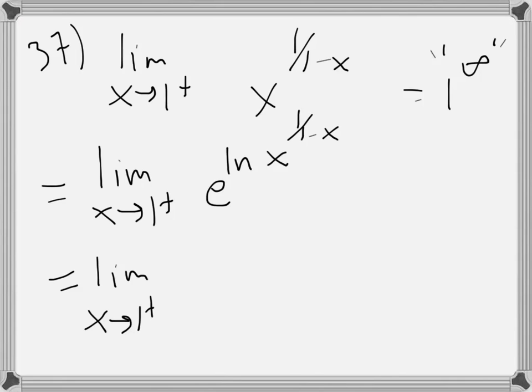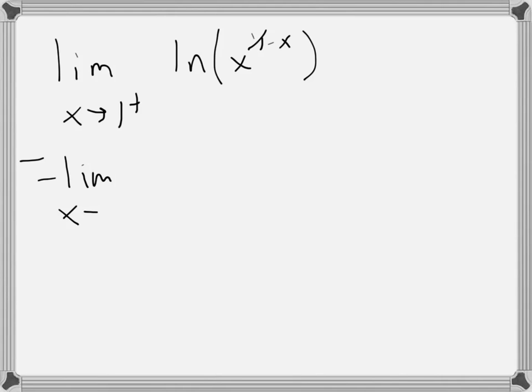Let me write it slightly differently. Because e is continuous, I can write e to that limit. So I can put the limit inside. And what's inside here is a limit I can do because of ln. So all I need to do is do this limit inside the exponent, this big thing here, and then take e to that answer. So let's do that limit on the next page.